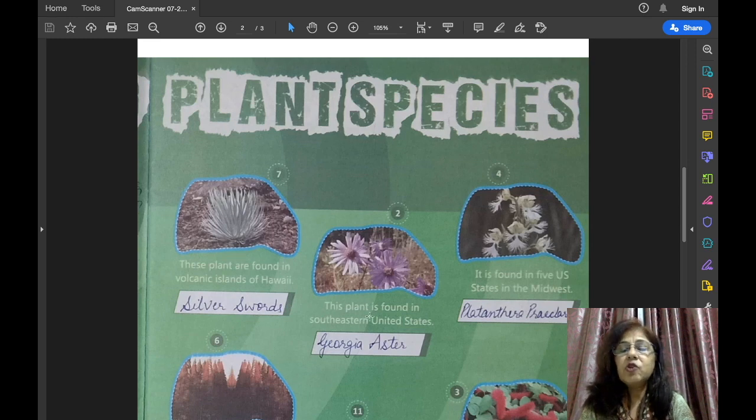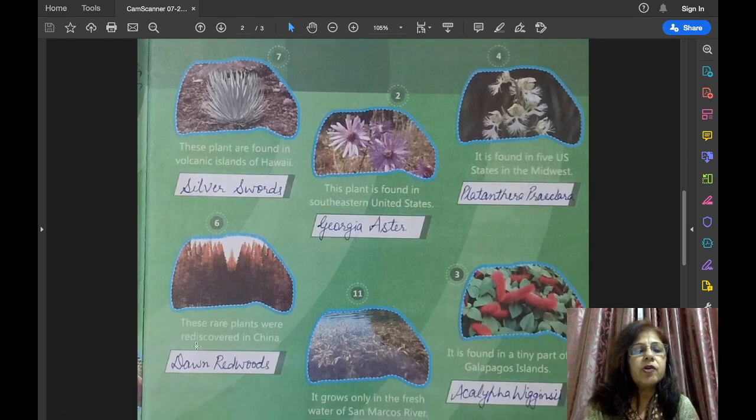The next one is Georgia aster. This plant is found in southeastern United States. So it is found in 5 US states in the Midwest, and the name of this plant is Platanthera praeclara. The next one is dawn redwoods. These rare plants were rediscovered in China. Rare, as I told you, means the plants that are not found in large number.